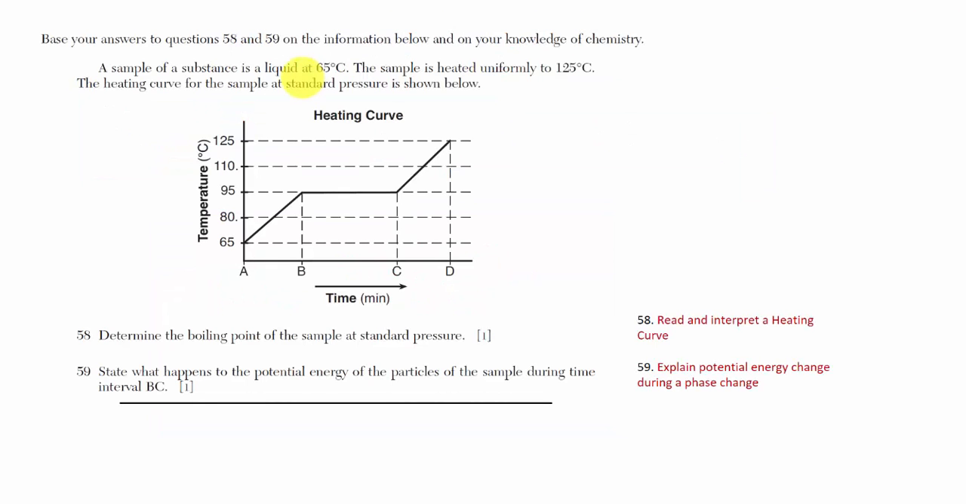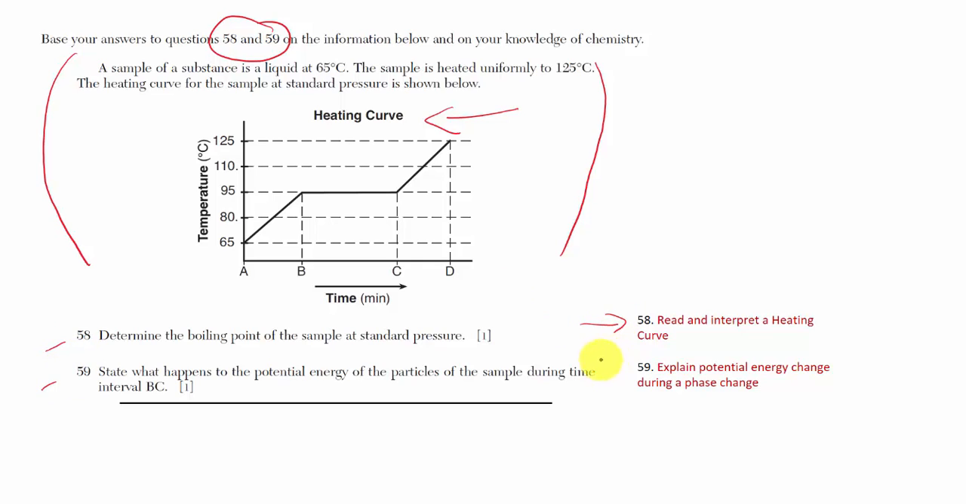And now we enter the part of the Regents exam where questions are grouped together. The first group of questions we encounter are questions 58 and 59, and they're going to share some common information in their narrative. In this case, a heating curve is provided. And there are 2 questions based on the heating curve, and I've scanned through this just to figure out what kind of skills are going to be necessary. For the first question, number 58, you're going to have to read and interpret the heating curve. And in question 59, you're going to be explaining the potential energy change that happens during a phase change. So let's take a look at question number 58.